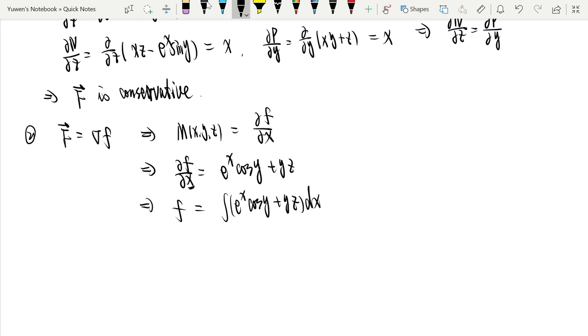We regard yz as constant. So the integration is e^x cosine y plus xyz, and then plus g(y,z). g(y,z) is regarded as a constant, the constant for the indefinite integral, because the derivative of x for g(y,z) is zero. So this plays the role of an arbitrary constant. So next step, we need to find g(y,z).